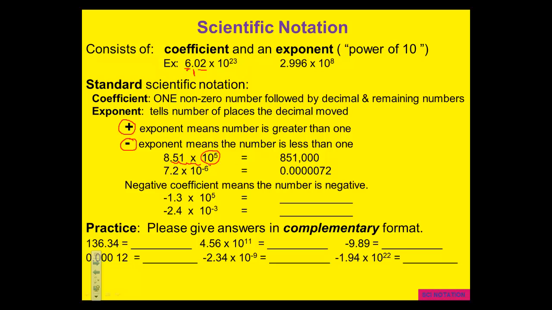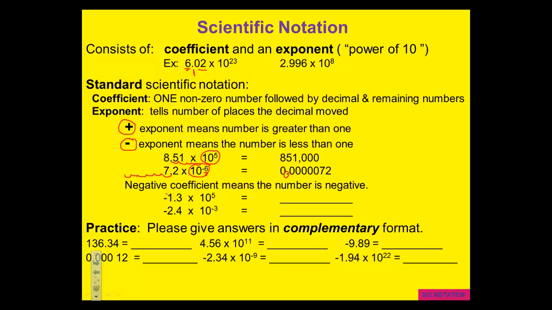7.2 times 10 to the negative 6th, that does not mean it's a negative number, it just means it's a small number. And in this case, we're going to move the decimal 6 places to the left, 1, 2, 3, 4, 5, 6, so that it looks like a small number. So there's the decimal, 0.0000072.